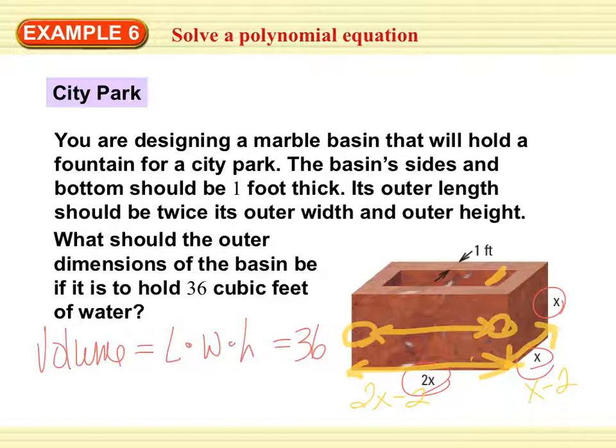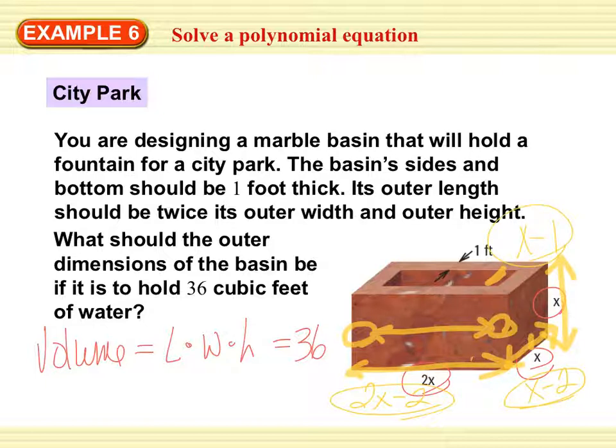And then the height, which is x minus the bottom, which is going to be 1 foot. Okay, that's a little tricky. So x minus the bottom thickness. So I have all of my binomials.